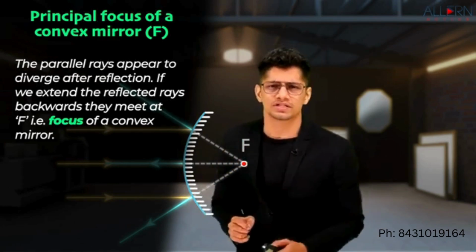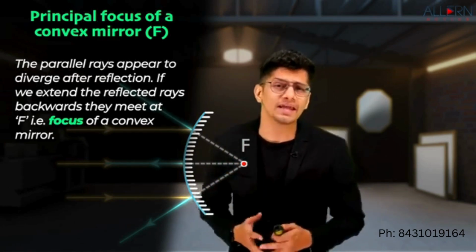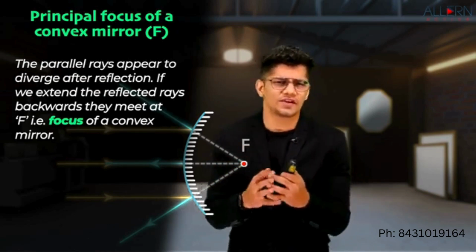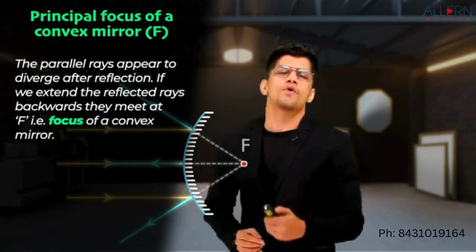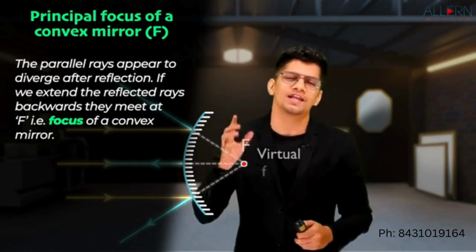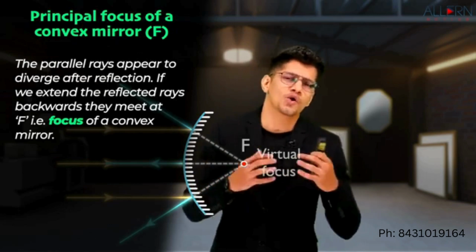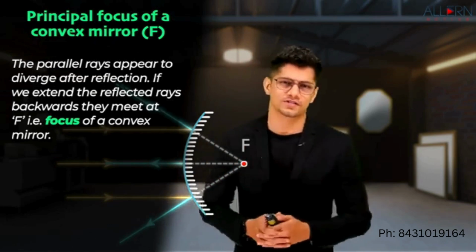and that is the principal focus of a convex mirror. One question: are the rays of light actually meeting? No, they are appearing to meet. And whenever the rays of light appear to meet, such a focus is called a virtual focus. So concave mirrors have real focus, convex mirrors have virtual focus.